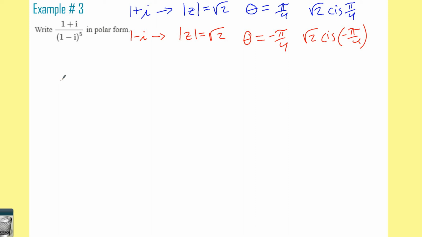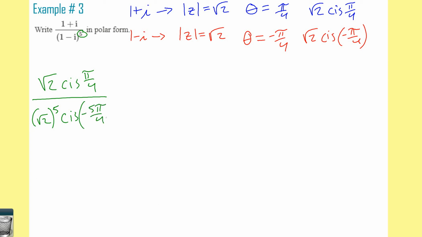So the numerator is, let me write it as this: square root of 2 cis pi over 4. The denominator, we need to raise it to the 5th power. So we do the square root of 2 to the 5th, and we multiply, so we get negative 5 pi over 4. Right? You raise it here, and you multiply with this one.